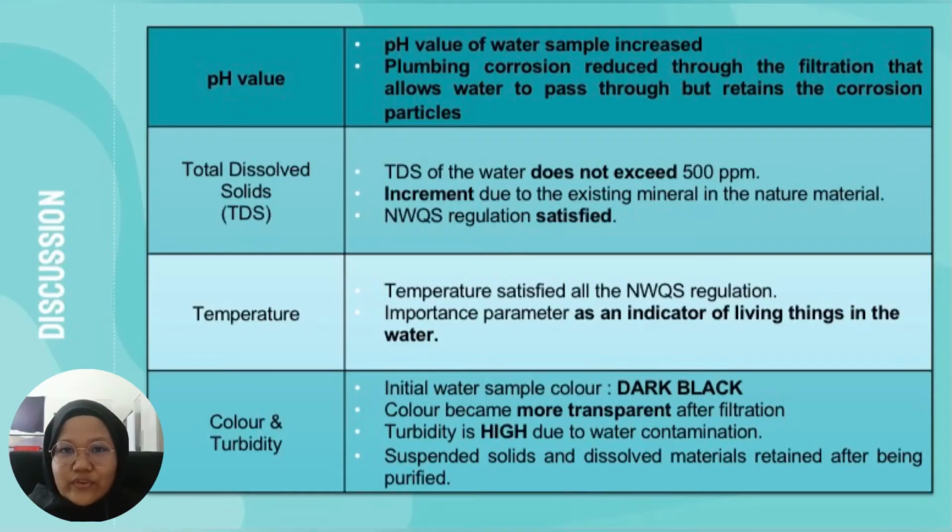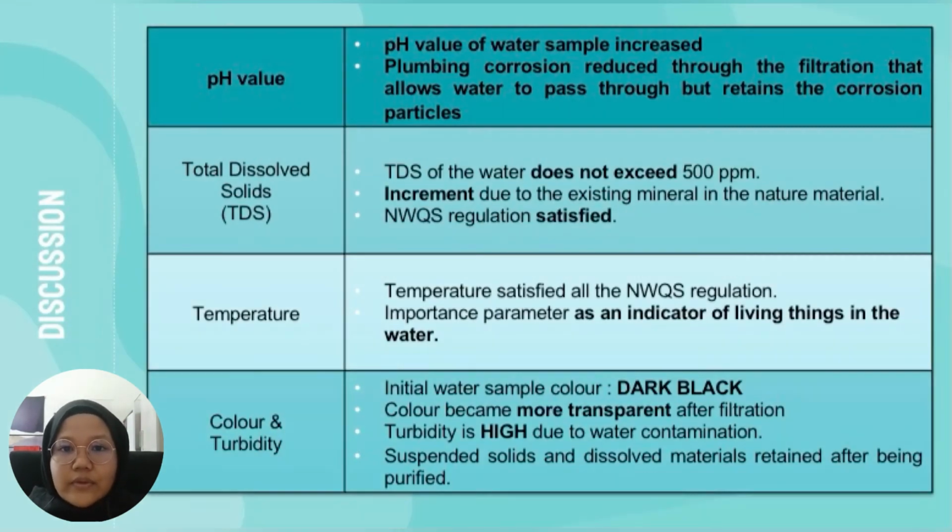The different ratios of materials composition in the filter design produce slightly different results in the water sample parameters. Firstly, the pH value of the water sample increased because plumbing corrosion has been eliminated through the filtration. Next, the total dissolved solids, or TDS, of the purified water does not exceed 500 parts per million, but it increases due to the existing minerals in the natural materials of pebbles, sand, and also charcoal. As for temperature, it satisfied the regulation of the National Water Quality Standard, NWQS.